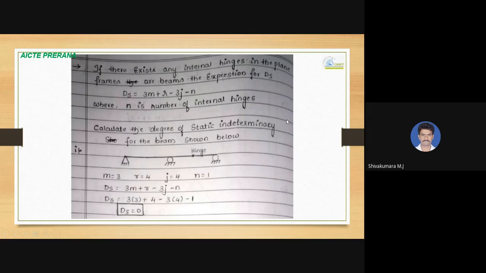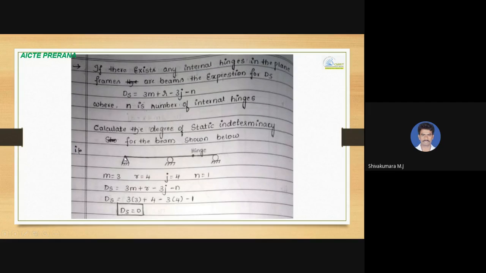You can read this question. Calculate the degree of static indeterminacy for the beam shown below. And if there exist any internal hinges in the plane frames or beams, expression will be 3m plus r minus 3j minus number of internal hinges. So see this beam. So hinged support, roller support, and roller support. And there is an internal hinge between these two roller support. So when hinge exists like this, you should consider this hinge also as a joint.